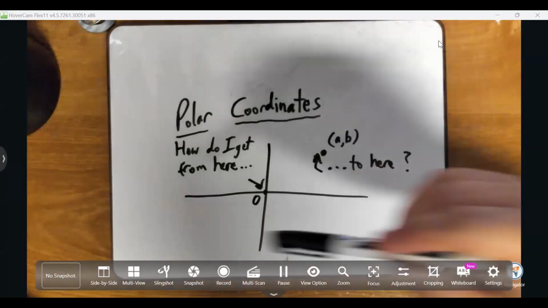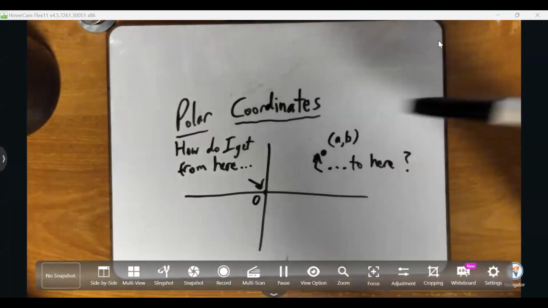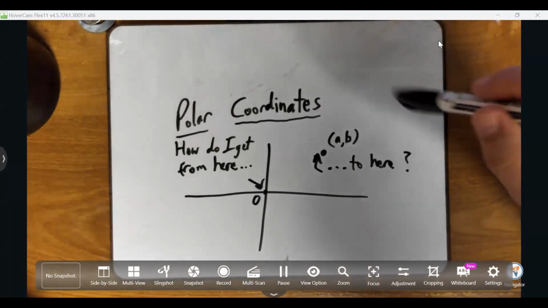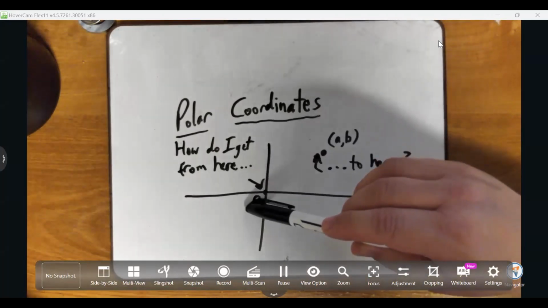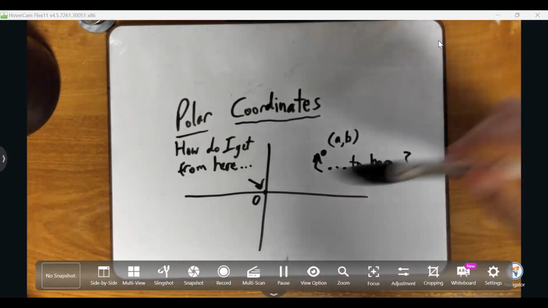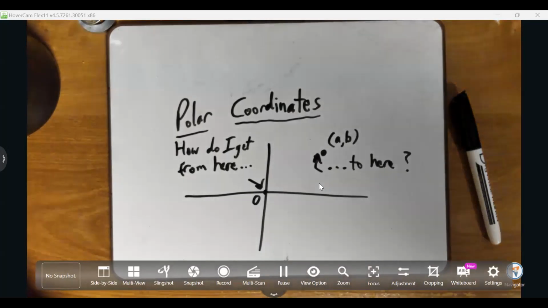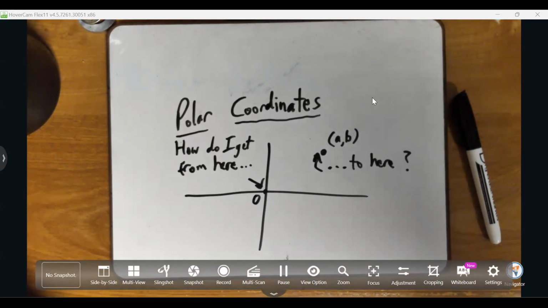So if you imagine a plane and you have the origin in the plane, polar coordinates, like any coordinate system, boils down to the question of how do I get from here to here? How do I get from the origin to a point in the plane? Now we're going to look at different ways to do that, right? We already know one way to do that, and let me switch over here.